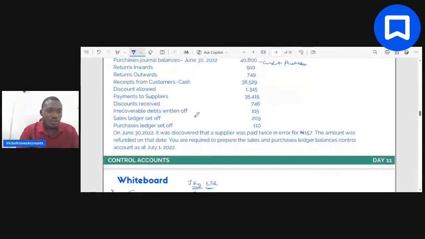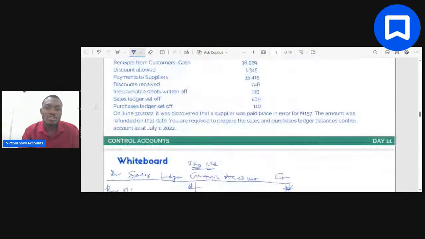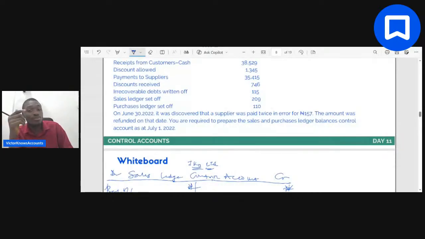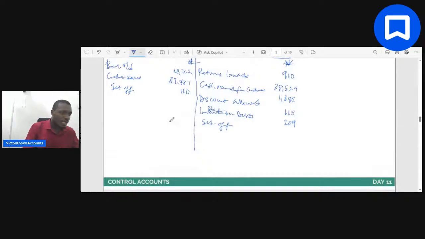All right, so set off of 110 and set off of 209. So with this, now we have something else. On June 30, 2022, it was discovered that a supplier was paid twice in error for 157 naira. It means that we were owing somebody 157 naira, and we paid him two times. But the amount was refunded on that date, which means that he has refunded the money. But this one does not affect the sales ledger control account, because the sales ledger control account is talking about debtors, but a supplier is a creditor to us. Do you understand that? So let us close this and see whether we have a debit balance or a credit balance.